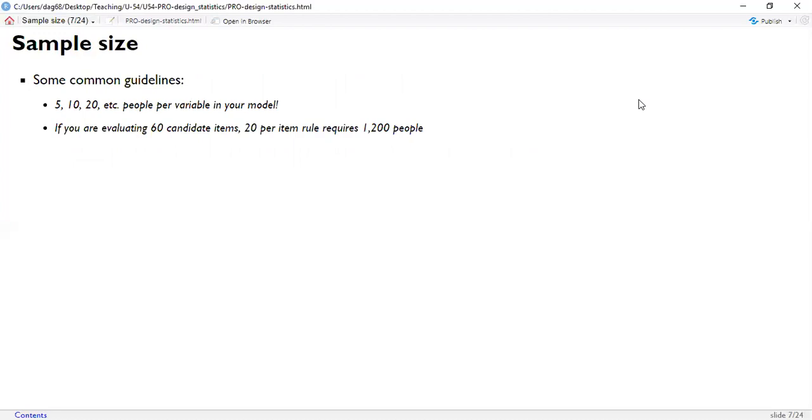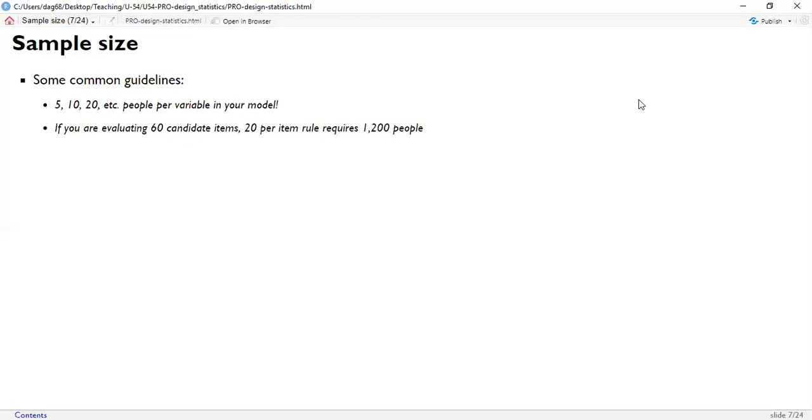And some of those guidelines say you need 5 people per variable in your model. So if you have 10 variables in your factor analysis model, then you need at least 50 people, or 10 people per variable, 20 people per variable, etc. You can quickly end up, following these guidelines, with a fairly large sample size.